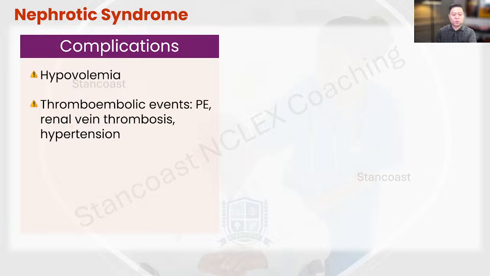Another is the thromboembolic events. This is going to affect the renal vein. It can occlude the renal vein and can possibly cause pulmonary embolism, hypertension, and could be stroke. All right? Again, this is because we are losing the natural anticoagulants inside the body, which are protein C, protein S, and antithrombin.